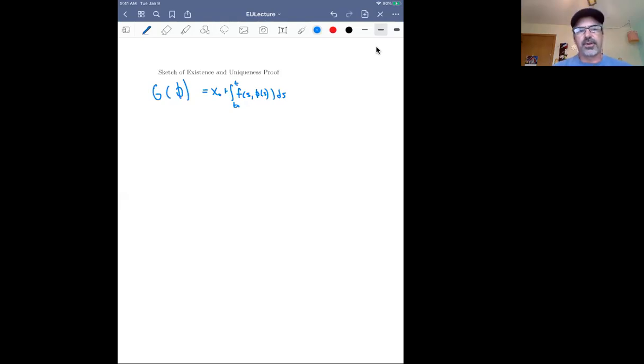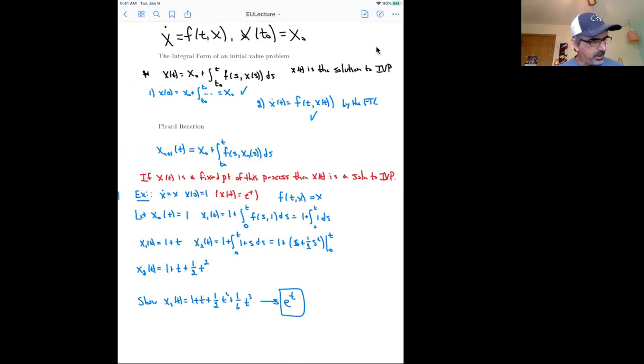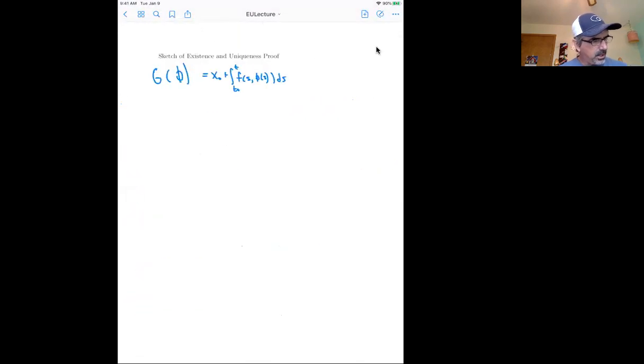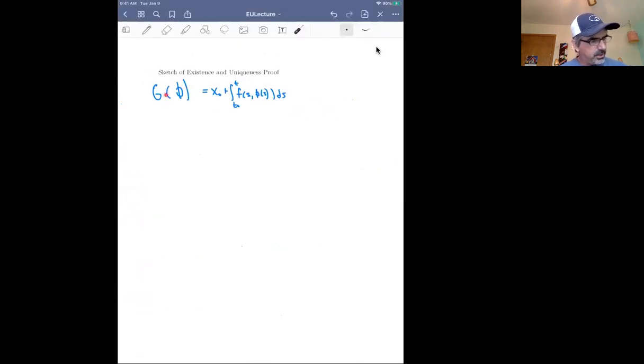All right, we are going to finally sketch a proof of the existence and uniqueness theorem. I have copied from the previous slide the definition of our Picard iteration scheme. This is our Picard iteration scheme, and I've copied it over here. All I've done is decided to give it a name, capital G. And capital G is a function on this metric space of functions. So phi is a function in this metric space of functions.